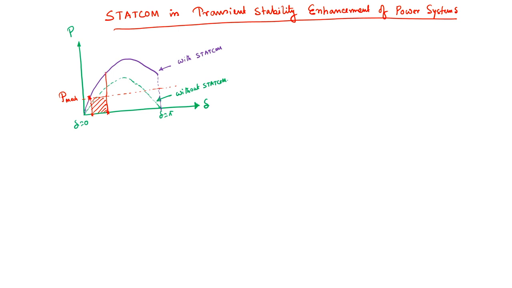Now, if the fault is cleared over here, at this instant the electrical power is higher than the mechanical power. So, the machine will start deceleration, and then it will again go for increment, till the accelerating area is equal to the deceleration area, until our equal area criteria is satisfied. So, the machine will oscillate, and this is the area which is called the margin area, or marginal area with STATCOM. As compared to the case without STATCOM, this marginal area is much higher.